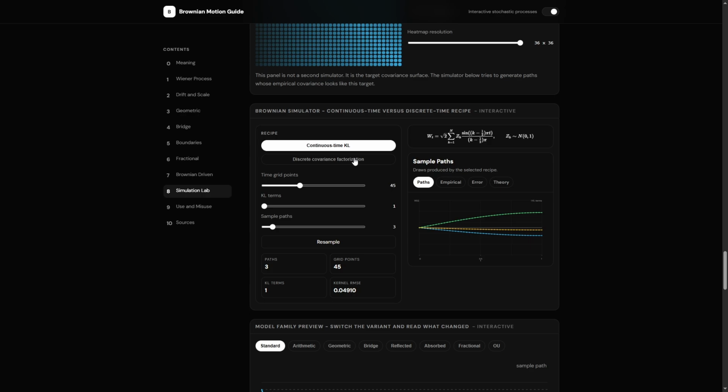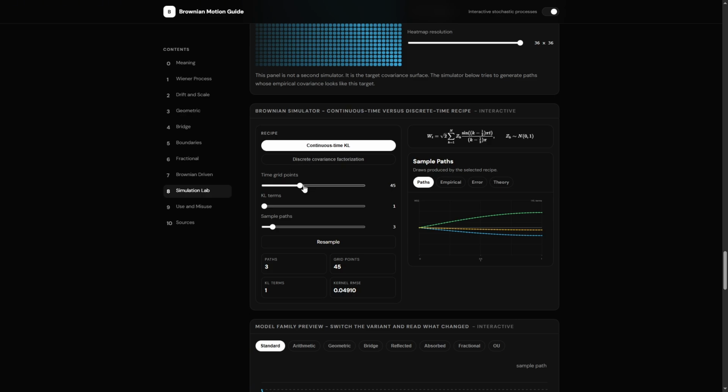The KL recipe, named after Karhunen and Loève, I hope I pronounced the name correctly, builds your Brownian path as a sum of sine waves. Each sine wave gets multiplied by a random normal number, and as you add more terms, you get a better and better approximation of the true path. The formula looks intimidating, but the idea is simple. You're decomposing randomness into frequency components, like a song made of individual notes.